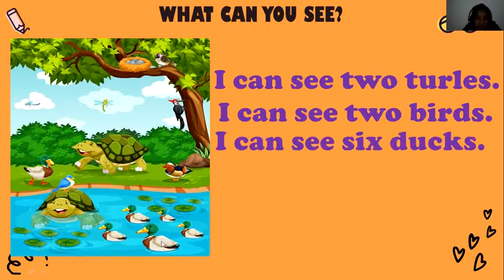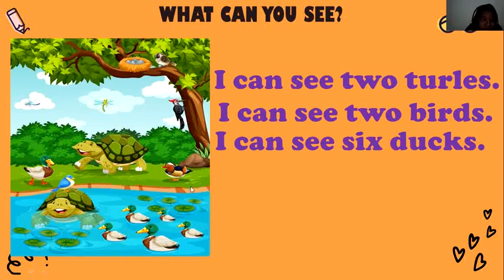Let's count. 1, 2, 3, 4, 5, 6, 7. Oh my god, I made a mistake here. Miss Ica ada salah. Ternyata ducksnya ada 7 bukan 6. Kelupaan nyempil 1 di sini ya. Okay, it's okay ya. So I can see 7 ducks.